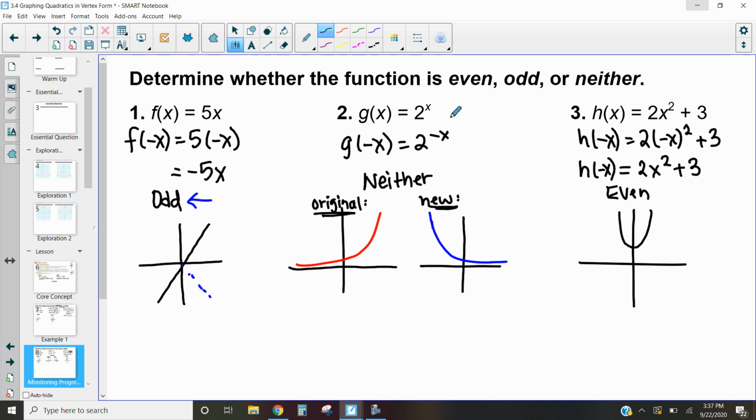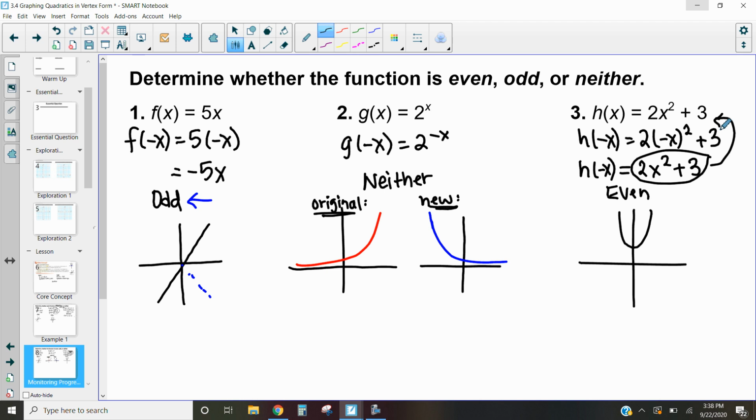Now in number 3, it ended up being even. And we can see that because we substituted in our negative x. And negative x squared is still x squared, and we ended up with 2x squared plus 3. And that is exactly the same polynomial as what we had up here. So we know that this is going to be an even function. And as we graph it, we can see that it's symmetric across that y-axis.